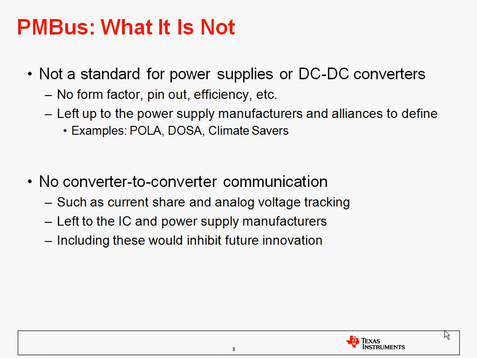The other thing that PMBus does not specify is converter-to-converter communication. This is really a host-slave type of environment, so PMBus devices are all acting as slaves. So peer-to-peer type of communication like current sharing and analog voltage tracking are left out of the spec. That's left to the IC or the power supply manufacturers to take care of. And the main reason why is that adding these in would really limit the future innovation capability of the devices that customers are going to use.